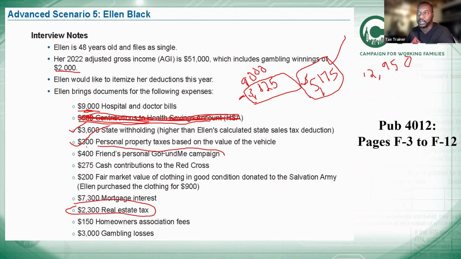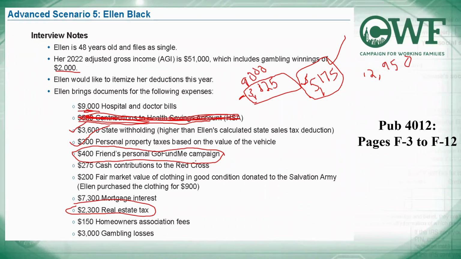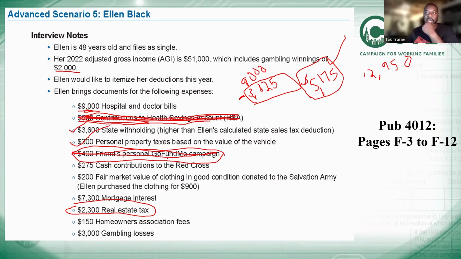How about this GoFundMe money? Can I do that? To our friend's GoFundMe account? No, I don't think so, because the only thing you can deduct are contributions to a non-profit 501(c)(3) organization. Your friend is not a non-profit. Even if it's through GoFundMe, GoFundMe is not a non-profit organization. It's a vehicle to collect money for donations.